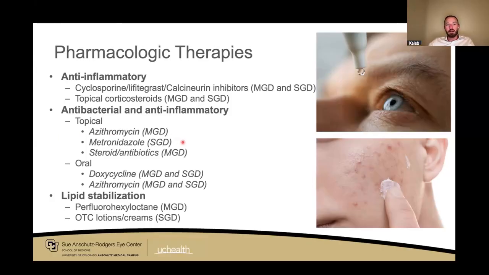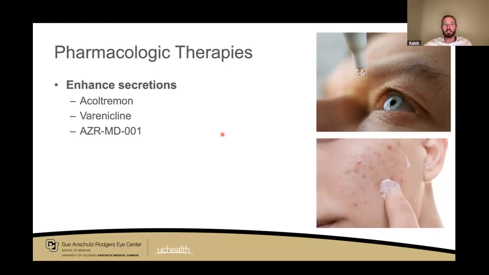When it comes to the antibacterial and anti-inflammatory properties, things like azithromycin are used in MGD, metronidazole is used in SGD. And then for MGD, we use steroid antibiotic combinations. And then we see that oral doxycycline and azithromycin are both used in MGD and SGD. And then we have things like perfluorohexyloctane, that's MIEBO, that we can use in cases of evaporative dry eye caused by MGD, to try to stabilize the lipid aspect of the tear film. And then the equivalent of that for SGD is over-the-counter lotions and creams.